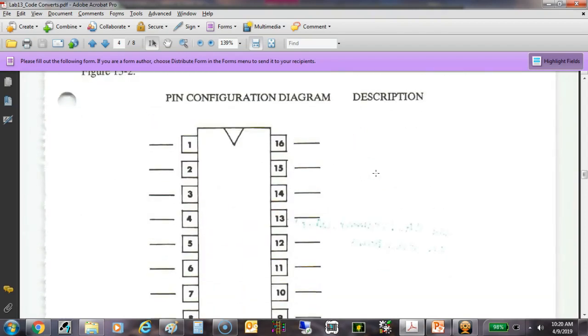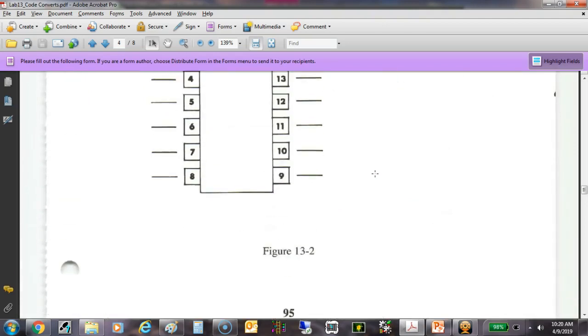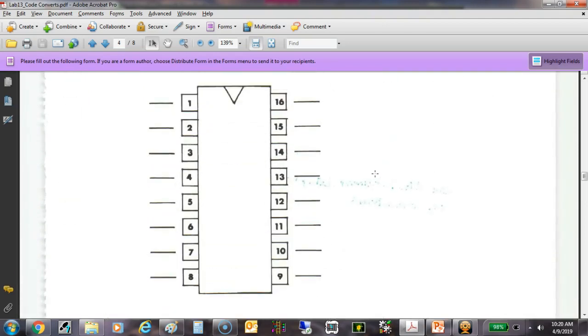So go ahead and turn to page 95 in your lab, and we're going to be working on the first one. The 74LS 47, or the 7447, is a 16 pin deal.